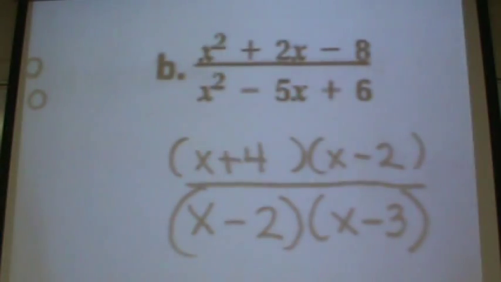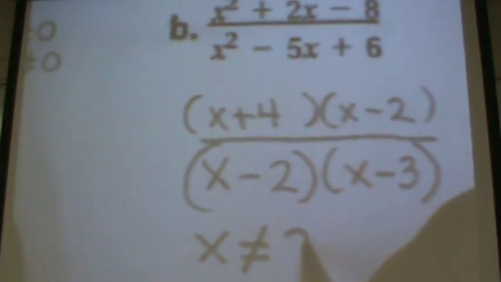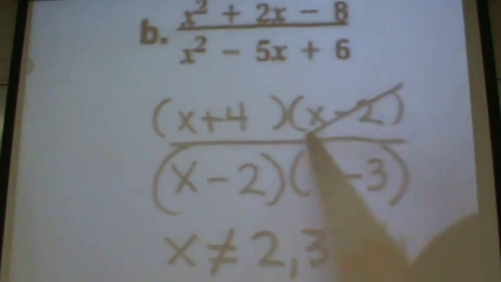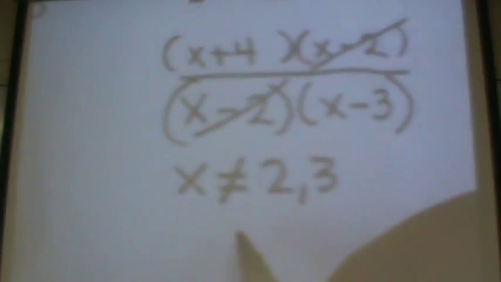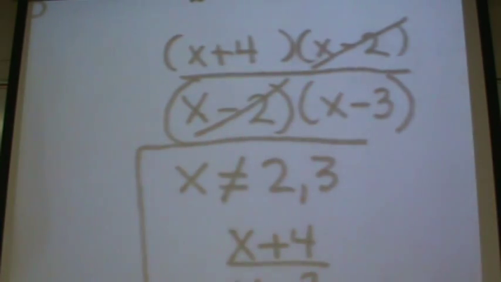Okay, before we cancel, simplify this. Tell me the restrictions. X cannot be what? 2 and 3. Now cancel. And the simplified answer is x plus 4 over x minus 3. So these are the two answers that they want. They want the restrictions, and then they want the simplified form.